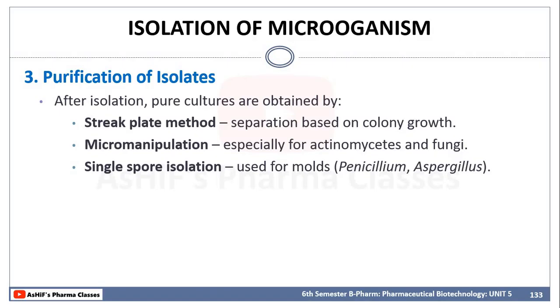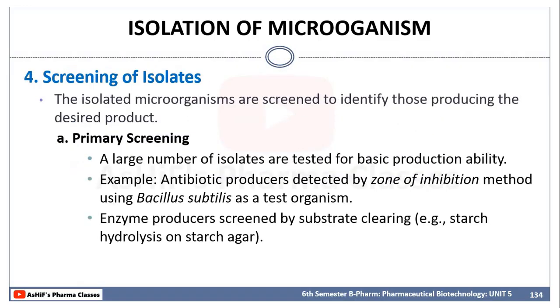Then micromanipulator, which is an instrument used for dropping the microorganism as a liquid inoculum. It will be dropped onto the surface of a culture media and it can be separated. So that is the micromanipulation method. Then the single spore isolation method for fungus, that is another method for isolation of molds like Aspergillus as well as Penicillium notatum as well as Penicillium chrysogenum.